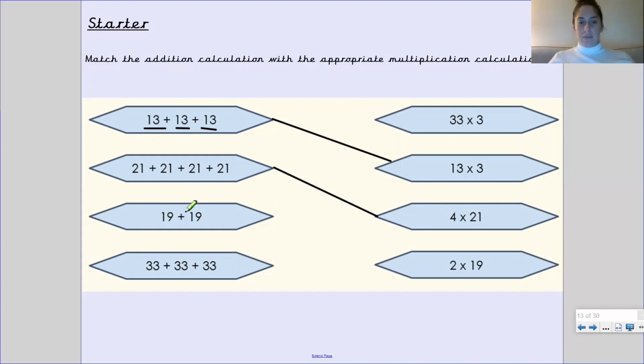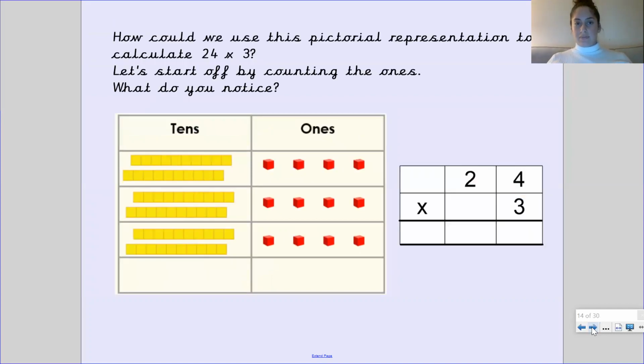How about 19 plus 19? How many equal groups do we have and how many are there in each group? We've got 2 groups and there are 19 in each group. So 2 times 19 matches to this one. And finally, 33 plus 33 plus 33. Well, we have got 3 groups of 33. So this one matches to that one.